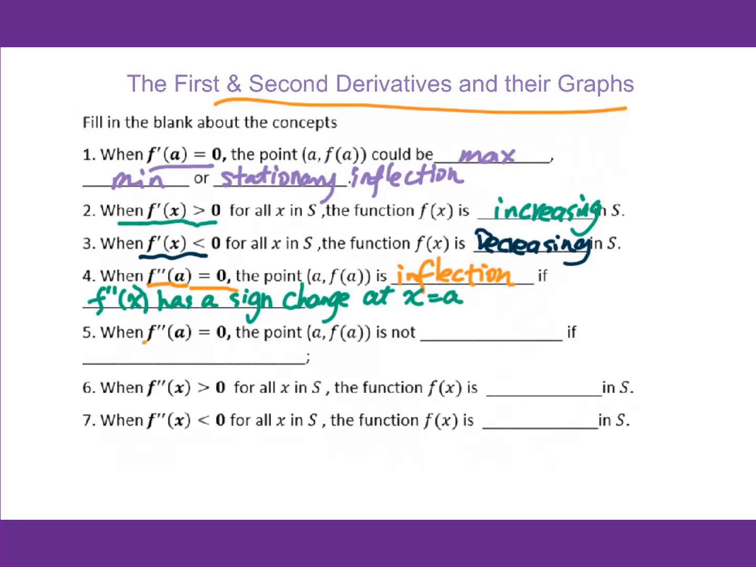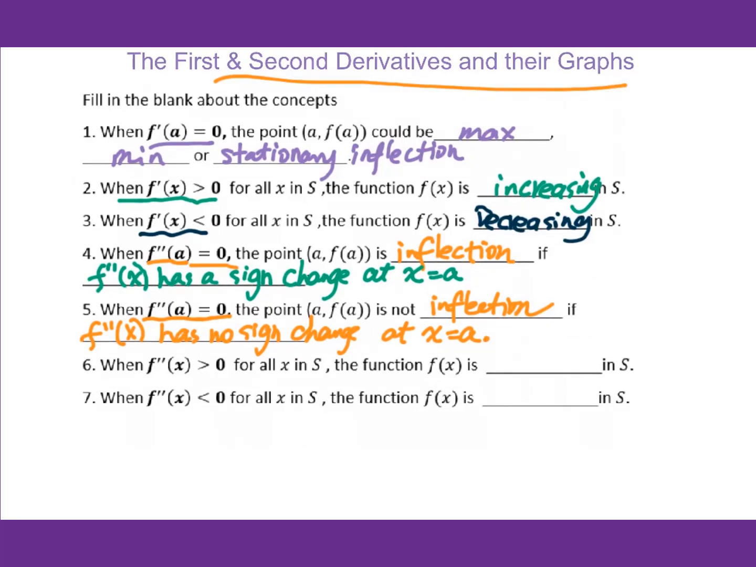When f double prime of a equal to 0, the point (a, f of a) is not inflection if f double prime of x has no sign change at x equals a.